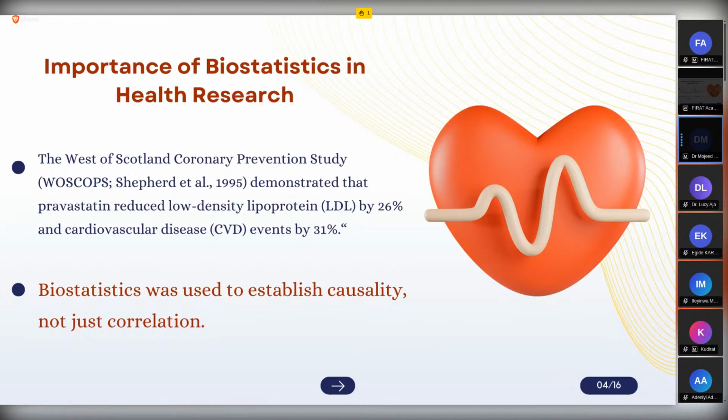Let's look at an example here. There is this study conducted in Scotland. The study demonstrated that pravastatin reduced LDL by 26% and cardiovascular disease events by 31%. Biostatistics was used in that study to establish causality, not just correlation. Let's go to the next slide.